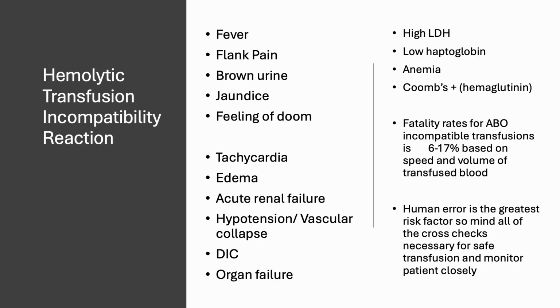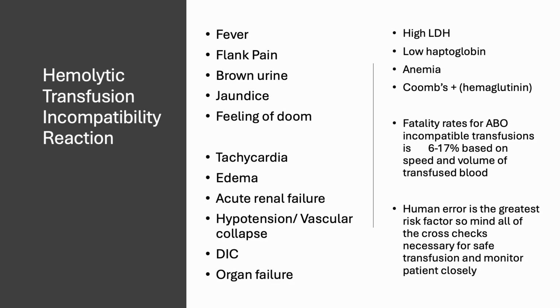Things that might tip you off that this is going on is a pretty severe anemia. You'll see a high LDH on blood tests and a low haptoglobin. Again, the circulating haptoglobin is now combined with free hemoglobin, so therefore less circulating. And then you'll have a positive Coombs test, which is what happens when the antigen-antibodies come together, the red blood cells will clump. And this gives you the idea that you have a hemolytic transfusion incompatibility reaction.